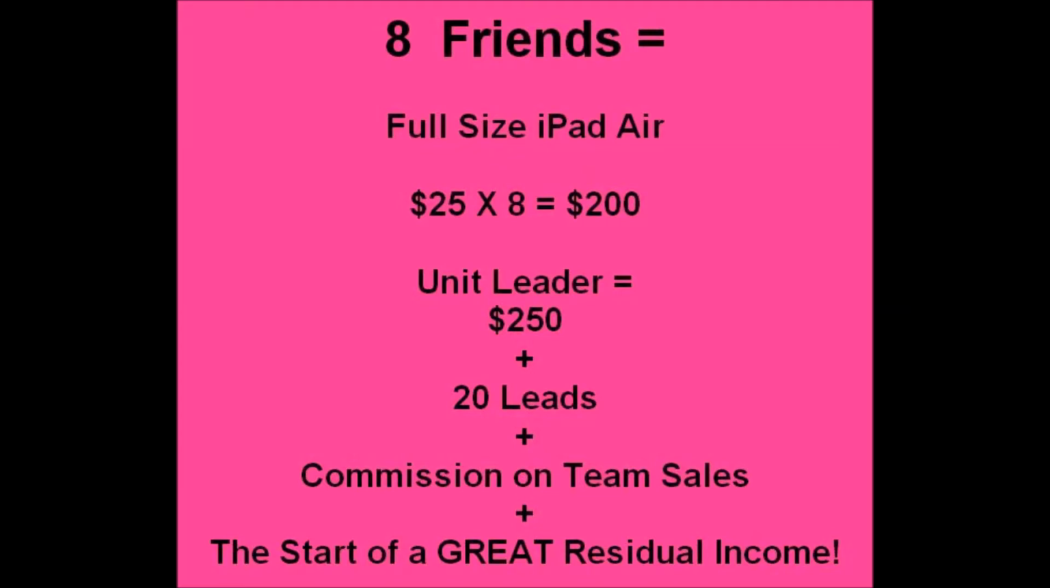In addition, if you make unit leader within your time frame, Avon is going to give you 20 leads. An Avon lead is someone who has contacted Avon directly and said that they would like more information about becoming a representative. So most of the time, these people will sign up. Sometimes they won't. Sometimes they've requested more information, and when you call them, they've changed their mind. So Avon is going to give you 20 of these leads.